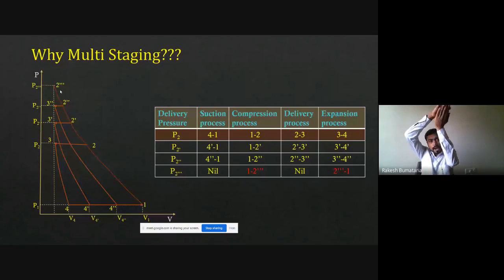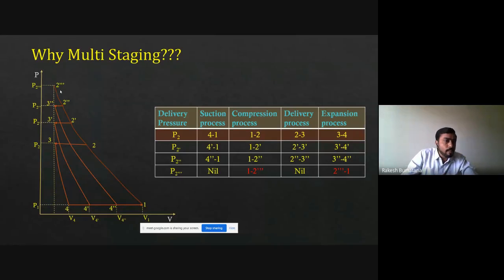It will expand from 2' to 1. Again, it will compress from 1 to 2''. It will again expand, compress. So the trapped air within the clearance volume gets expanded, compressed, expanded, compressed, but there isn't any delivery and there isn't any suction of air. So it's very crucial for us that we cannot go beyond a certain limit of pressure.